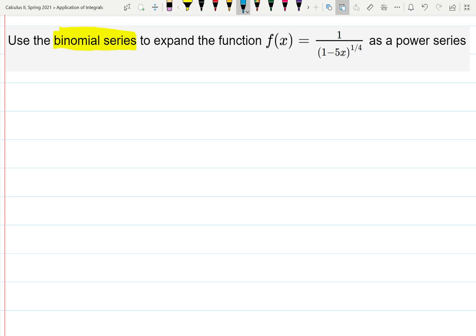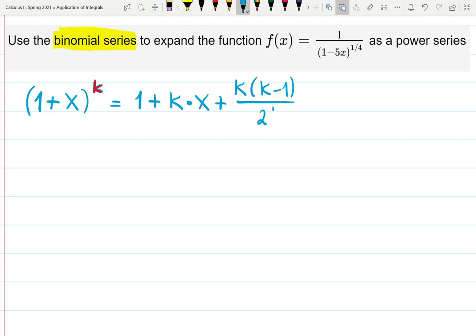For topics like this, you need to know, or at least know how to find, the formula for the binomial expansion. This is what we call binomial polynomials. The binomial series expansion has the formula: first coefficient 1, plus k times x. k is this exponent over here, just remember that. Plus, then you start accumulating terms with the next pattern. You have k, decrease k by 1, divide by 2 factorial, x raised to the second power. So 2 factorial, x squared.